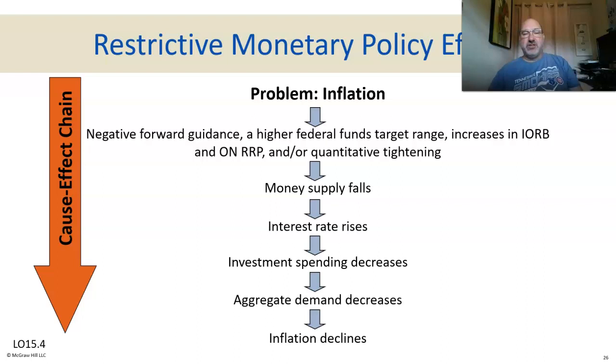Restrictive monetary policy effects. We've got a problem of inflation, negative forward guidance, like the sky is falling kind of stuff, higher federal funds target rate, increase on interest on reserve balances, and on RRPs, reverse repos, and or quantitative tightening. Money supply falls, interest rates go up, investment spending goes down, aggregate demand goes down, inflation goes down. That's the goal.